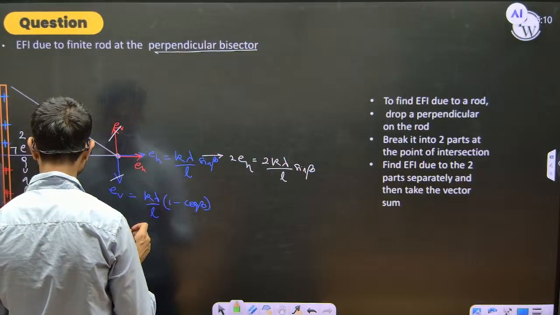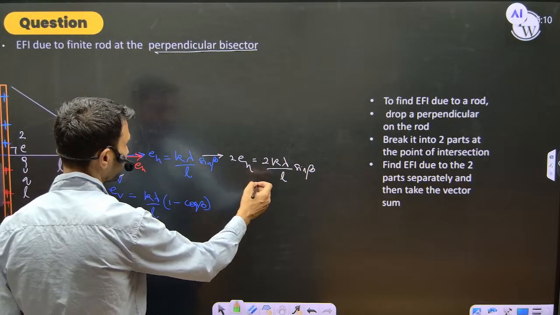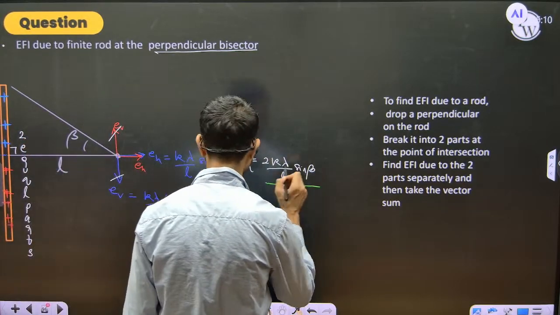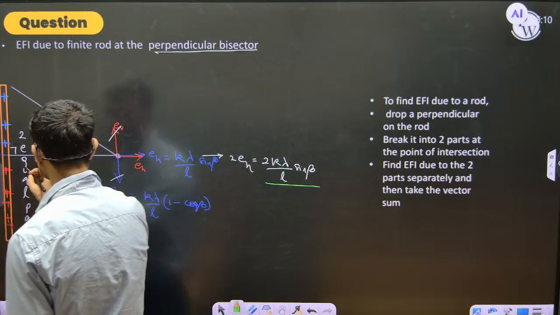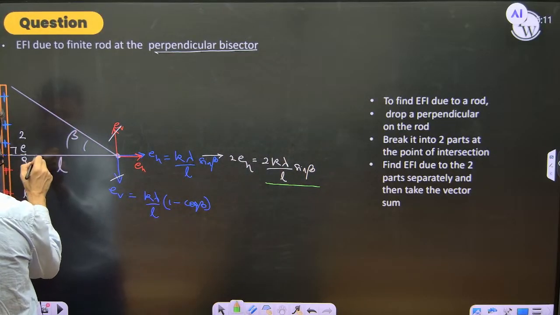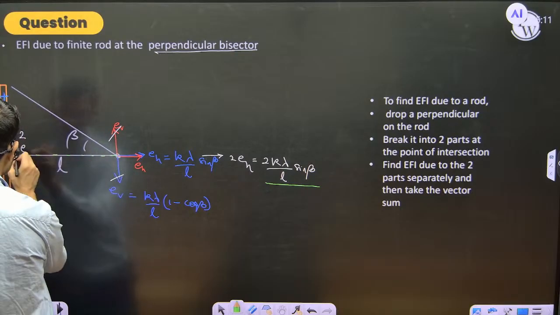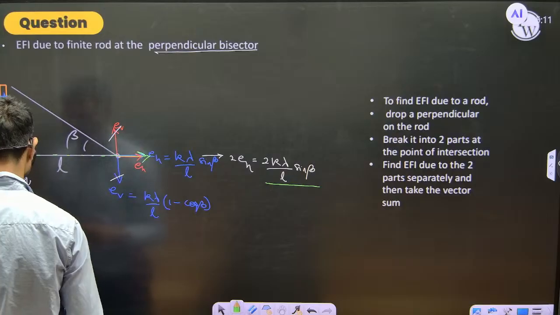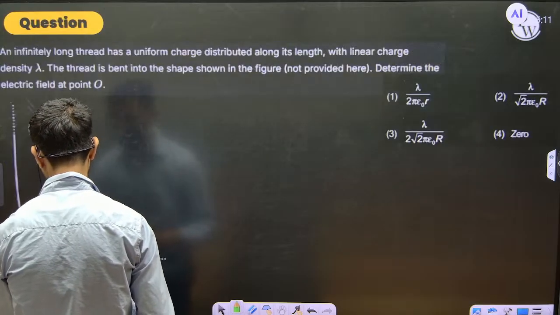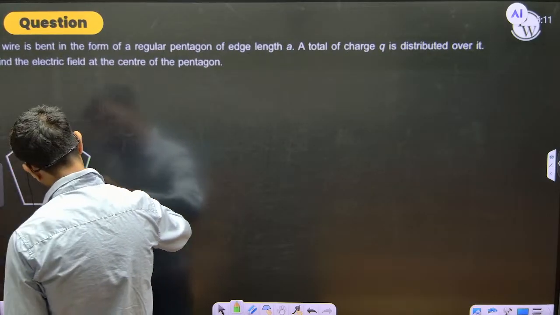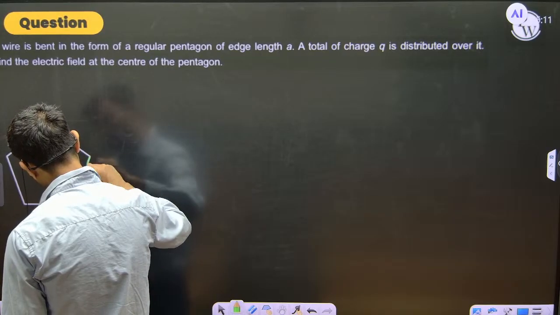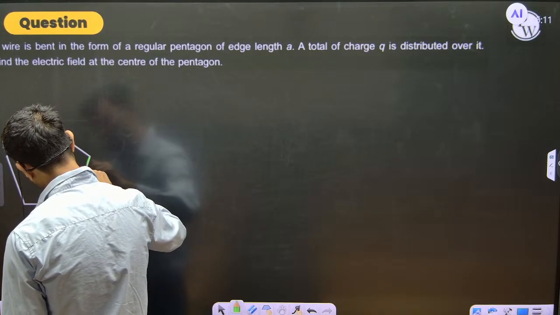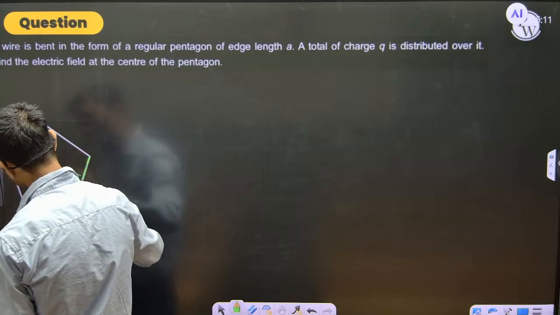Because we know that electric field due to this part is how much? You see, it is 2k lambda by L into sine beta, and it is in which direction? For this rod, you have to draw a perpendicular, right? And it is along the perpendicular. The electric field is along the perpendicular, right? So similarly, here also I drew a line because of this part where the electric field will be. I've drawn a perpendicular, and it will be at the center away from here in this direction.